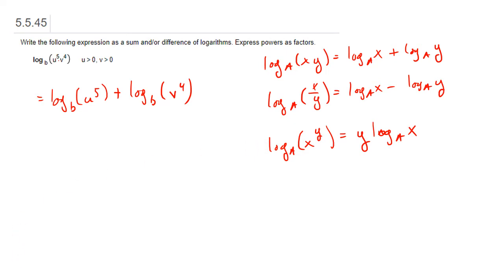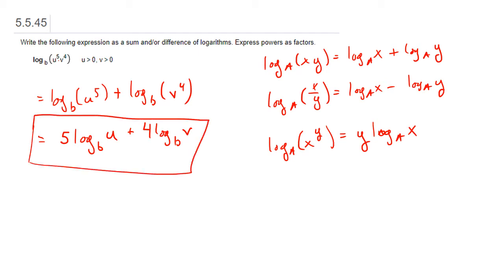If you're taking the logarithm of a power of something, the power can be brought out as a factor. So the first step was the instruction about writing them as sums or differences of logarithms. The second step is this instruction of expressing powers as factors. Logarithm of a power, you should be able to factor that 5 out. That's what that means. Okay, so this is the expression that was being asked.